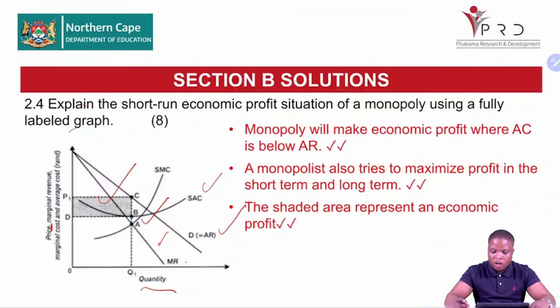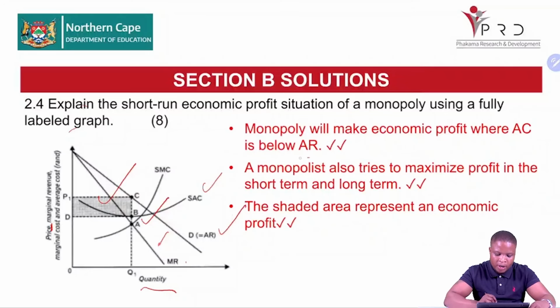A monopoly will make economic profit where AC is below AR. This is what you are explaining: the AC is below the AR. A monopolist also tries to maximize profit in the short run and the long run. Remember, a monopoly gains economic profit both in the long run and the short run. The shaded area represents economic profit. That's how you score your marks.